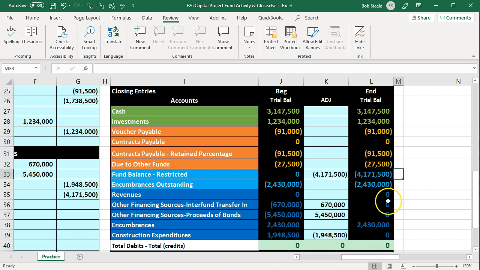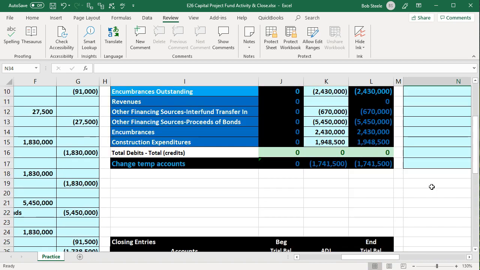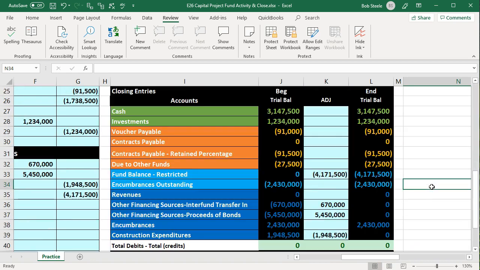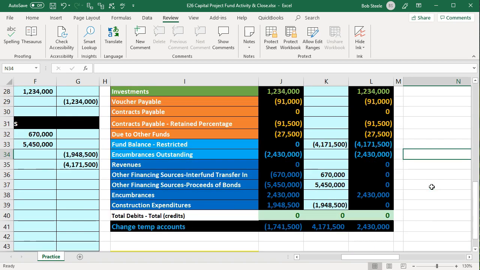Why don't these two throw it off? Because they equal each other out. The debits and the credits will just zero out. So we're going to leave them there, and they'll be okay. They won't throw us off. They'll just look really quite funny. So there's going to be our post-closing trial balance.